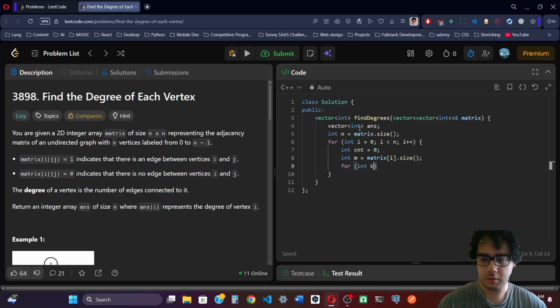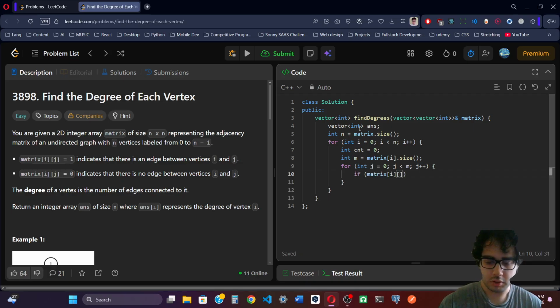for j gets 0, j less than m, j plus plus. If matrix of i j, we're gonna say count plus plus. Then we're gonna do ans dot push back count. Okay.